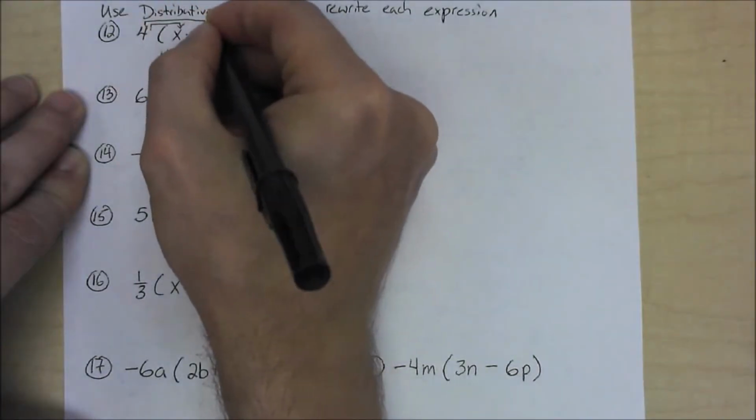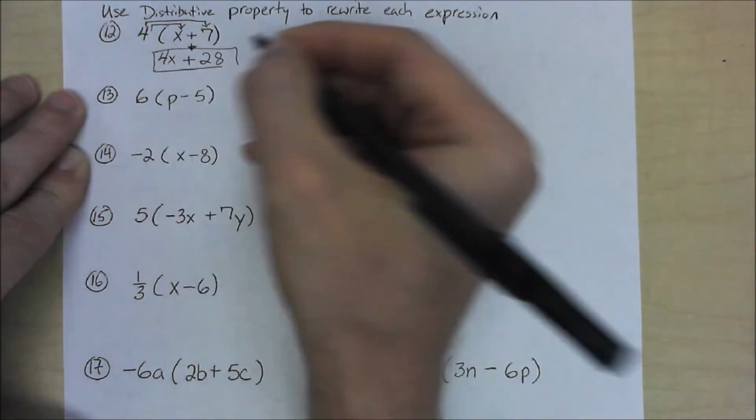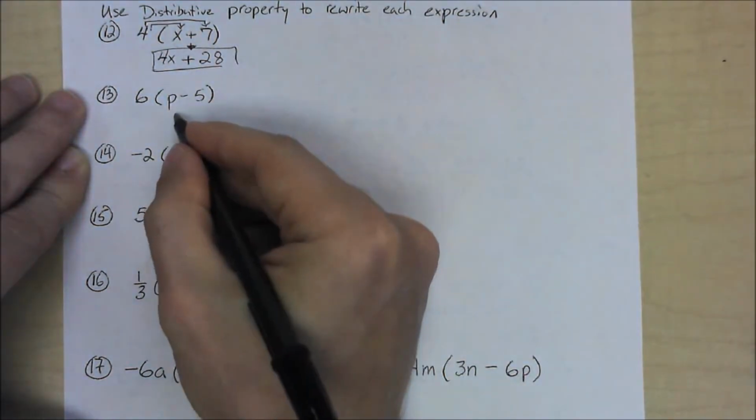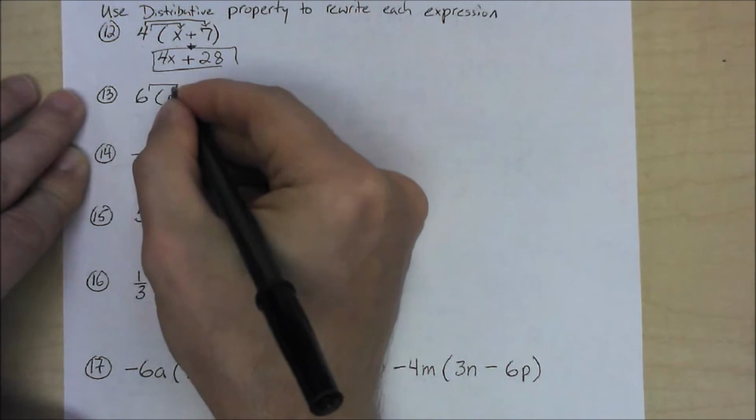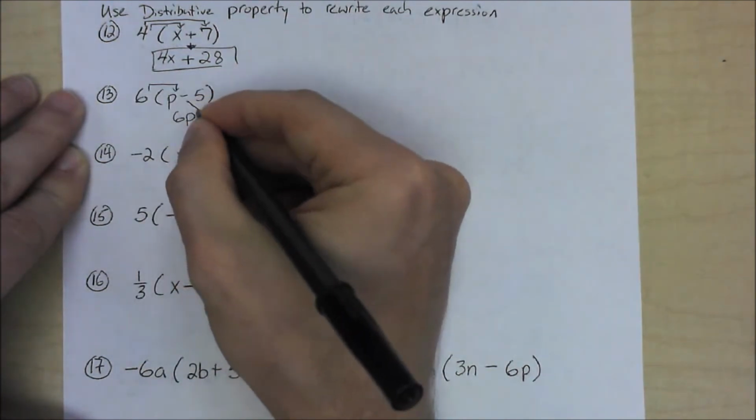Now I have 4 times 7, and 4 times 7 is 28, and we're done. So now let's take a look at this one. I have 6 times p, so I write 6p. I have a minus sign.